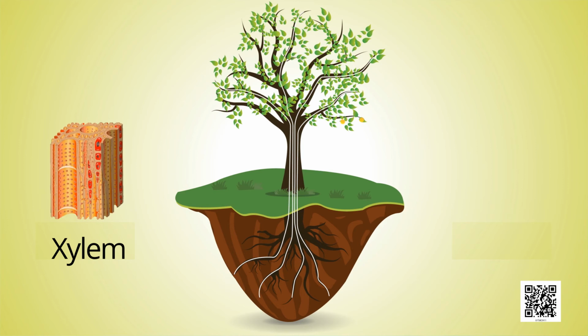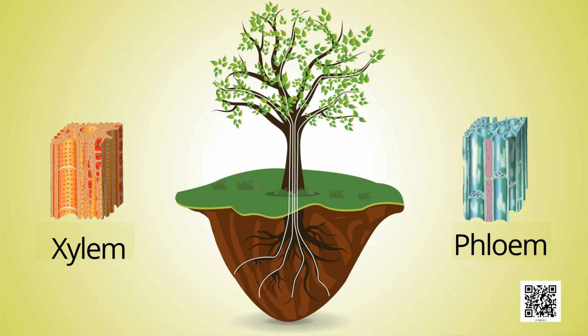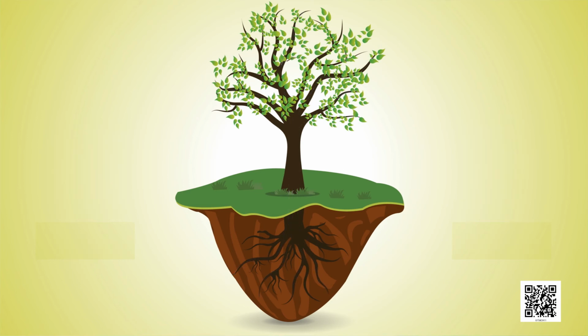As you all know, leaves prepare food in the plants. The food has to be transported to all parts of the plant. This is done by the vascular tissue called the phloem. Thus, dear students, xylem and phloem transport water and food in the plants respectively.